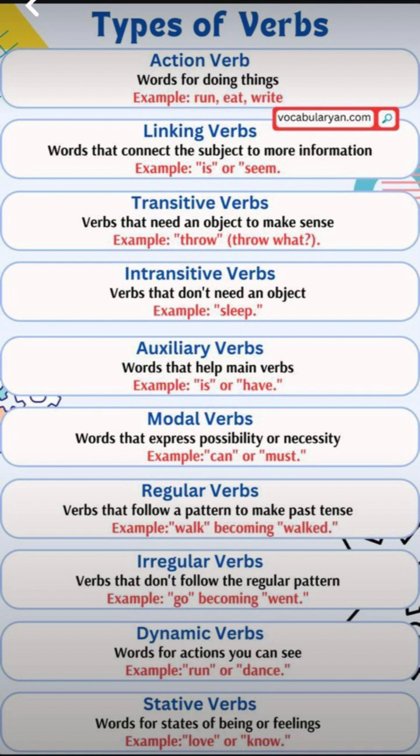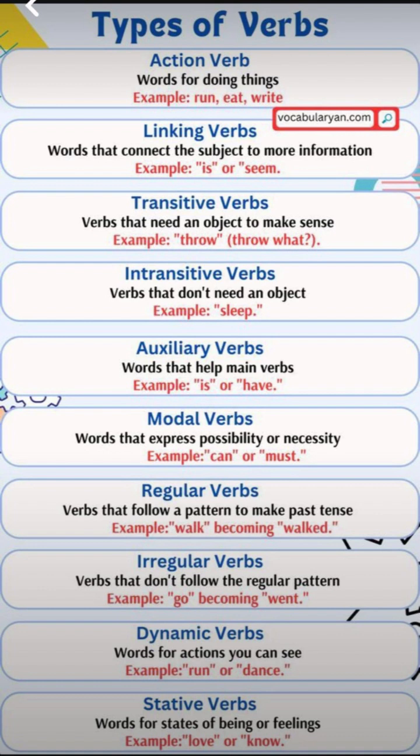These are the words we use for doing things, whether it's running, eating, or writing. If you can picture someone performing the action, chances are it's an action verb. For example, she runs every morning, or I wrote a story last night. Action verbs are the backbone of storytelling because they move the story forward.